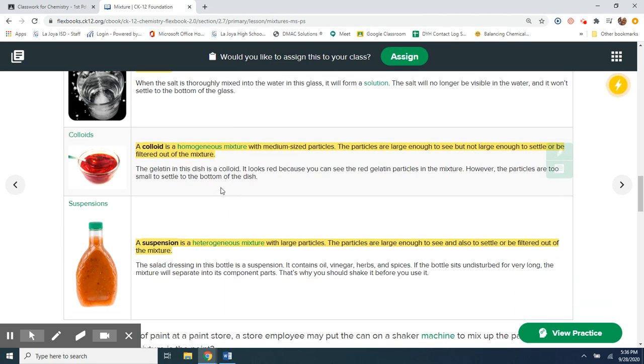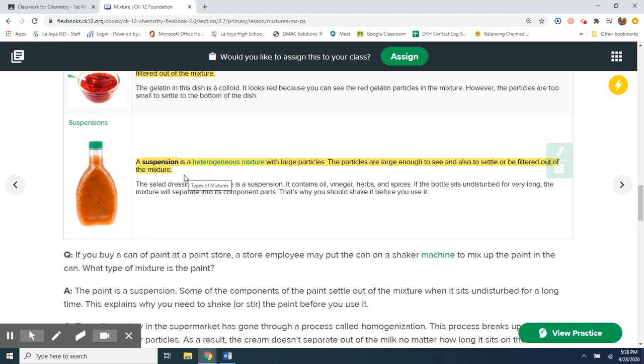When it comes to a colloid like Jello, it is also a homogeneous mixture, but the size of the particles has now changed to medium. So particles are maybe large enough to see, but not large enough to be filtered out. Our last example, a suspension, is Italian dressing. Italian dressing is where we completely change to a heterogeneous mixture with large particles. These particles you can definitely see with the naked eye, and they will settle at the bottom and can be filtered out. Okay.